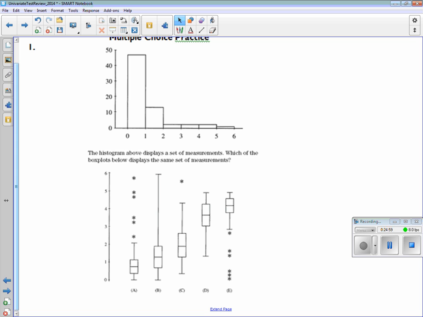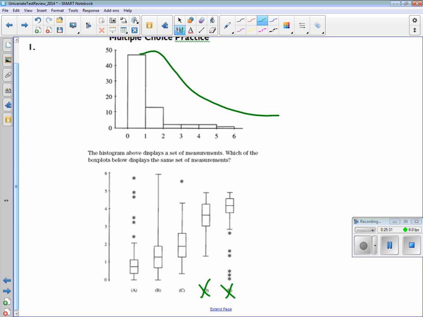Can you eliminate some? What would you eliminate? E. I would not eliminate A. I would eliminate E and D. I agree, because those are the opposite direction of skew, because 0 is on the left. If I turn my head, 0 will be on the left. We want it to be in the same shape. Do you agree? So skewed right is what I'm looking for.